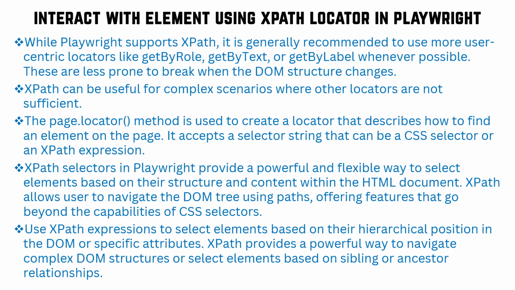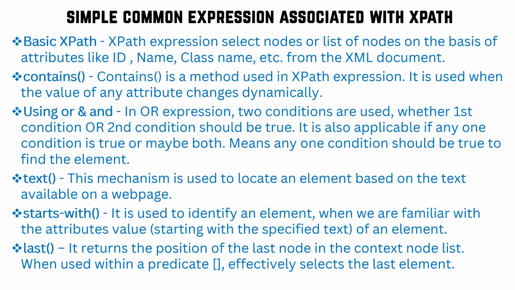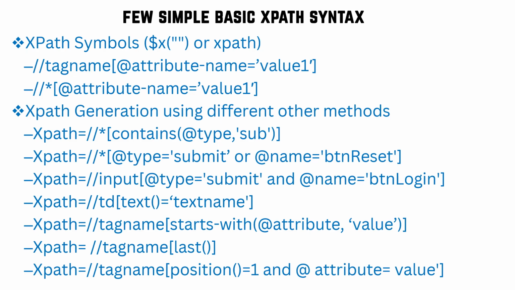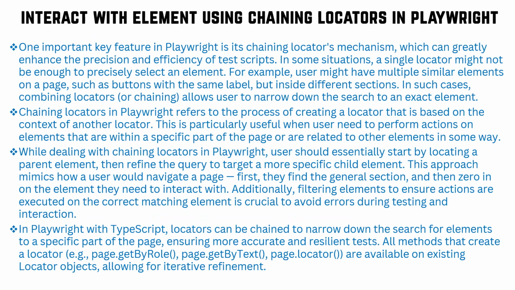For XPath, there are primarily three types: relative, absolute, and partial XPath, but we should go with relative XPath, which starts with a double slash. XPath syntax is slash slash tag name, attribute equal to value. You can go with contains, starts with, and, or, and you can use XPath for the text also. But XPath is a little bit slower compared to CSS. CSS is very easy to write, and XPath supports parent to child and child to parent, whereas CSS supports only parent to child. CSS does not allow text, but XPath supports text.